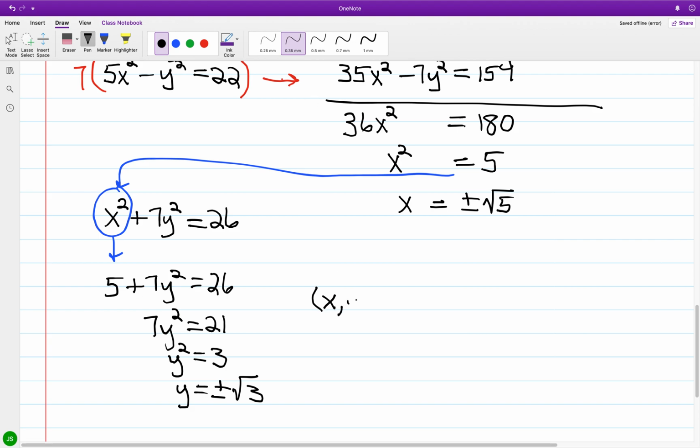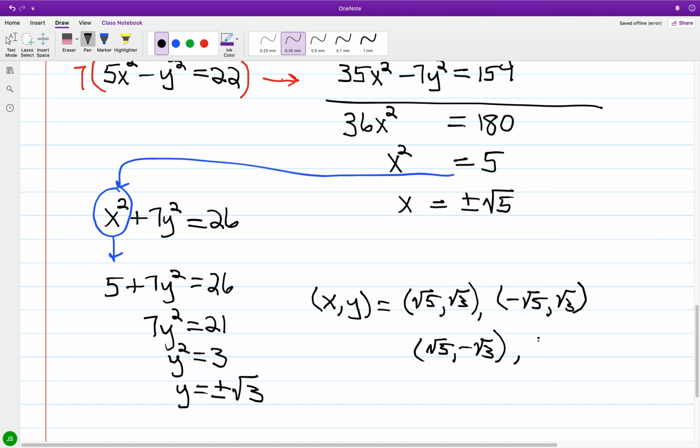So there are going to be 4 distinct possibilities for x and y. One is where we have square root of 5, square root of 3, negative square root of 5, square root of 3. Also, we have square root of 5, negative square root of 3, and also negative square root of 5, negative square root of 3.